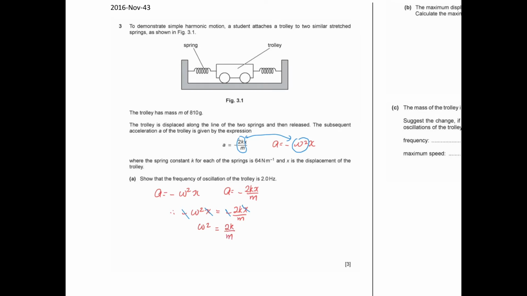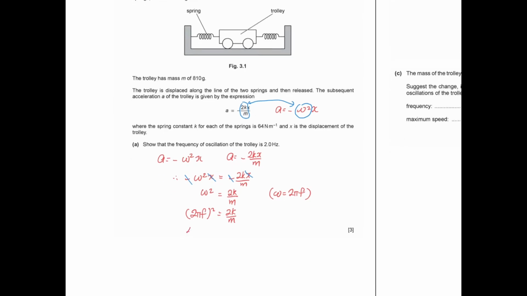The other formula that you need to know is omega equal to 2 pi f. So 2 pi f squared equal to 2k over m. Expand, 4 pi squared f squared equal to 2 times k, where k is 64 and m is 810, so we change to kg, 0.810. So you find the frequency. We get 2.0 hertz. Okay, so this is the first part. Now let's move on.